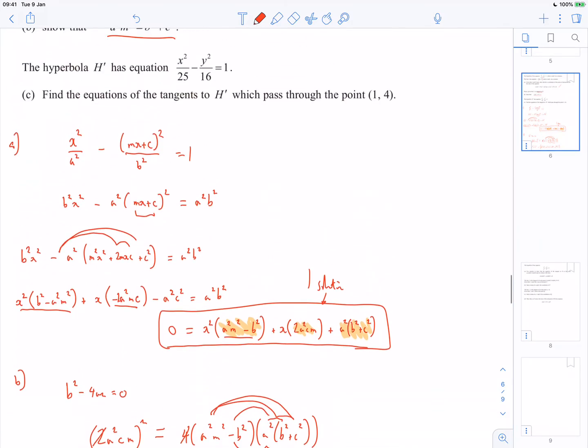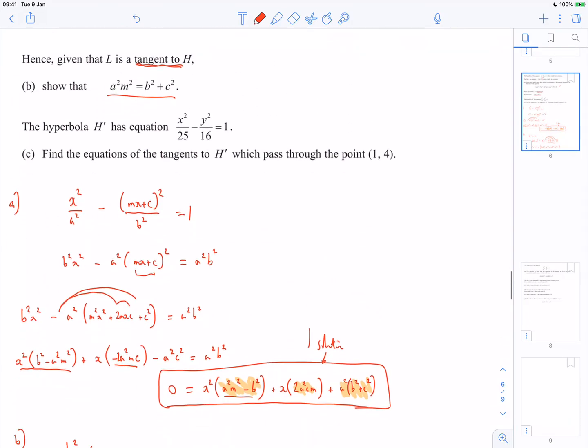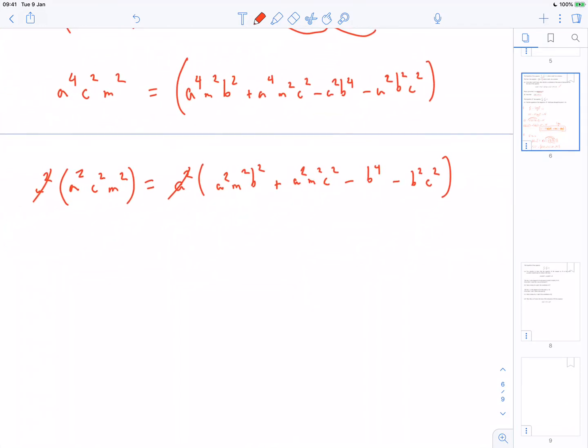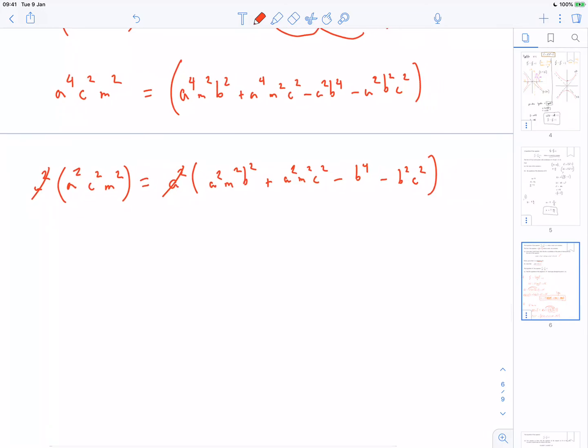And what am I aiming for again? A squared m squared. So really I'm going to have to divide by c squared, aren't I? So I've got a squared m squared on that side and divide everything by c squared. I'm going to have a squared m squared b squared over c squared plus a squared m squared minus b to the 4 over c squared minus b squared. Oh, really? How is this a thing?